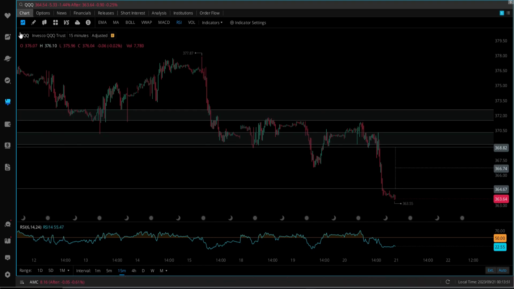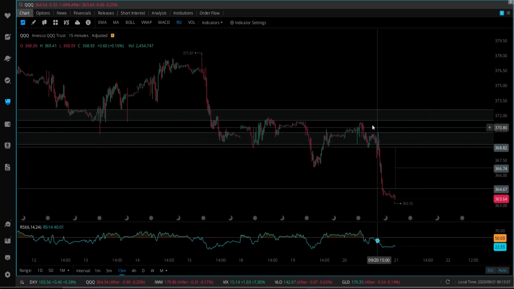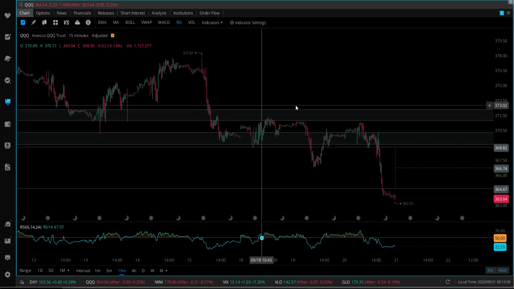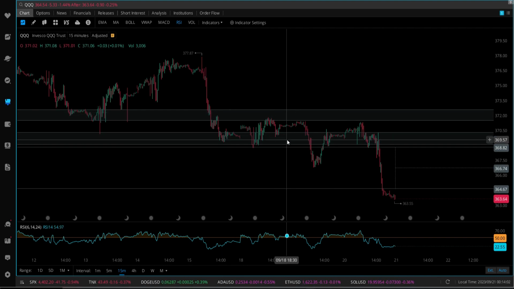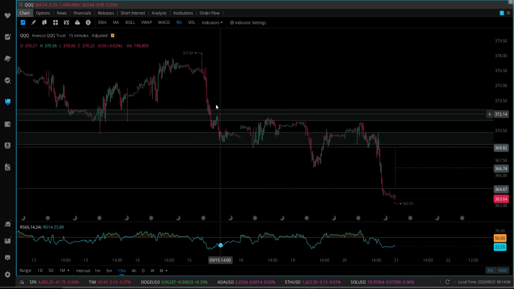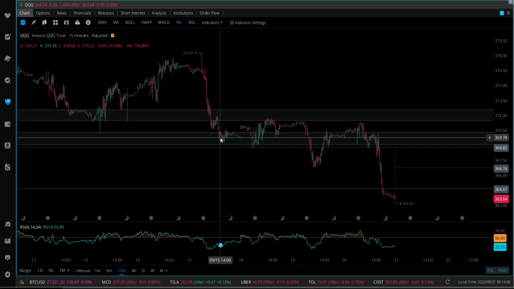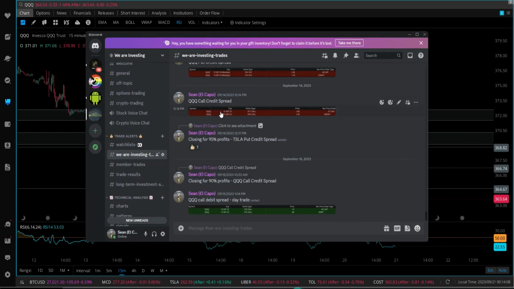What's up, gang? Let's do a technical analysis on the Invesco QQQ Trust. So last time we did a video on this stock, just a couple days ago, we talked about these two ranges right here. Now, we played on the stock, this ETF heading lower. We were able to lock in profits.